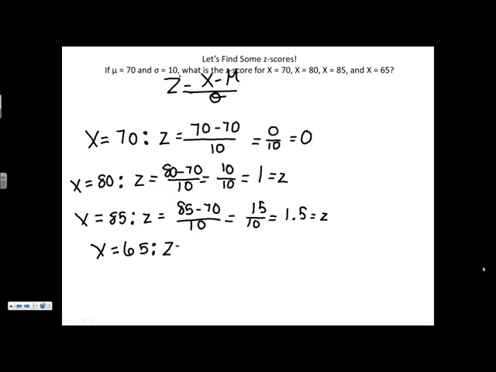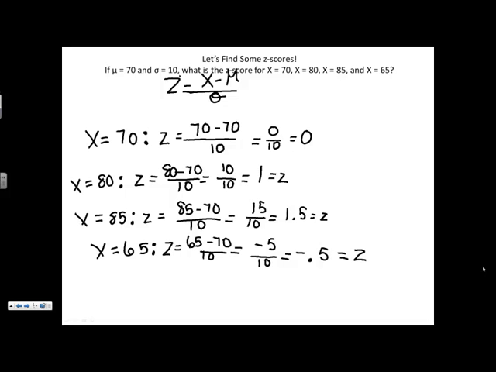So z equals 65 minus the mean of 70, divided by 10. So 65 minus 70 is negative 5. Be careful with your negatives. Divided by 10, negative 0.5 is our z-score.